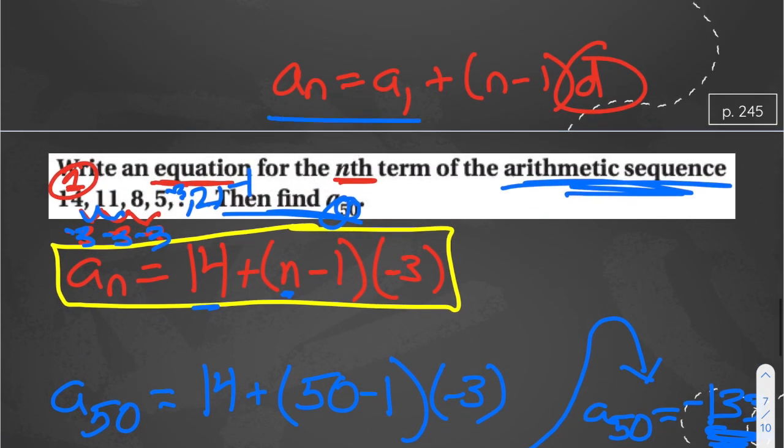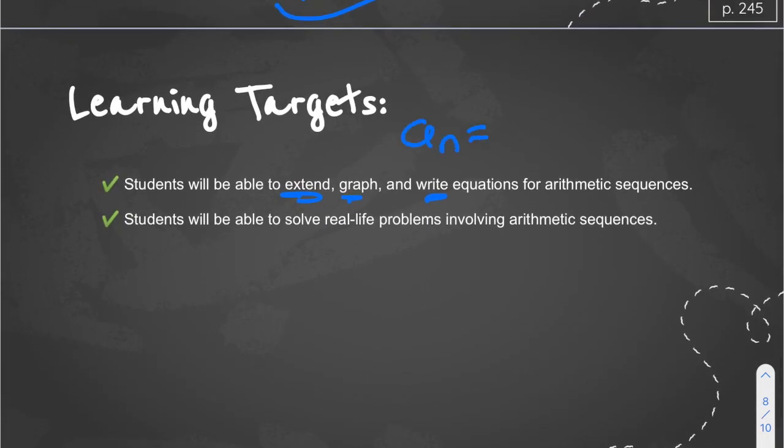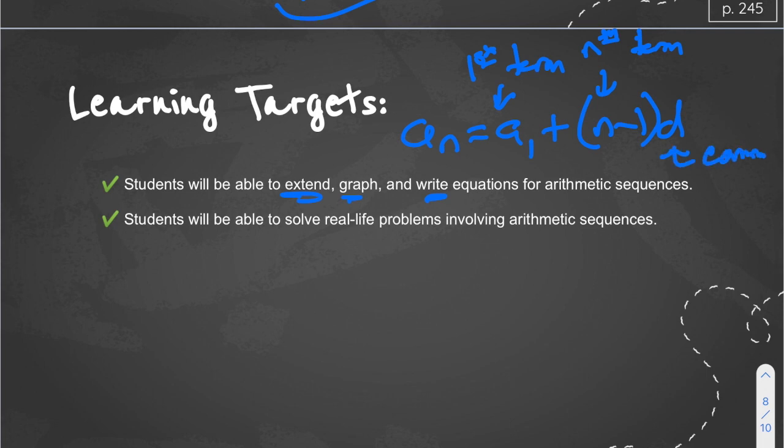Something that we need to be familiar with is this equation right here. That a sub n equals a sub 1 plus n minus 1 times d. That's an equation that we're going to want to have on hand. And a sub 1, remember, is our first term. N then is the term that we're looking for, our nth. That's the way we say it, nth term, which is given to us a lot of times. And then our d value is that common difference.